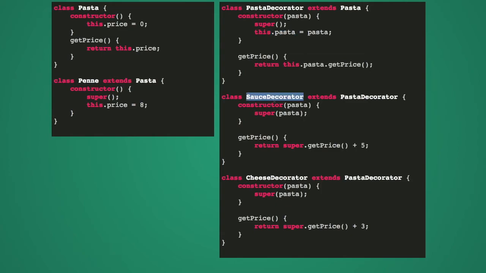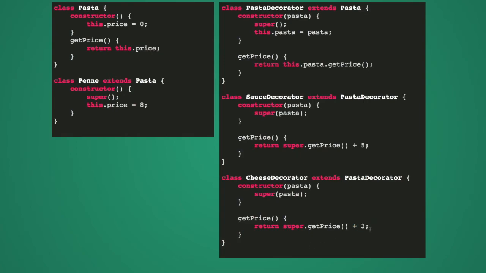But you have a sauce decorator, and again, it takes in a pasta. And when you ask the price of it, since it added the sauce on top, it requires you to pay 5 more euros. So it modifies the price. It gives you the price of the parent class, whatever it would pass, and adds 5 euros on top. And if you want cheese on your pasta, you have to pay 3 more euros.